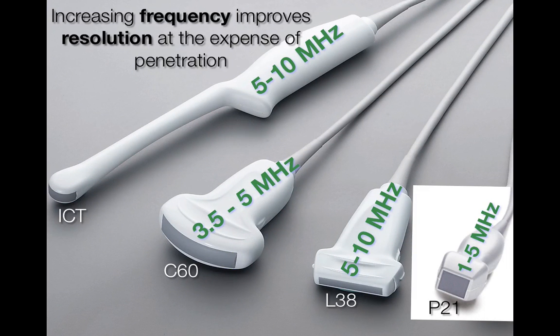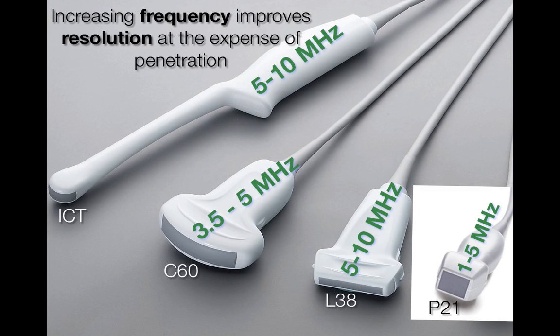There are different probes with different frequencies. Typically, we have a P21 and an L38 or L25 probe. The higher the frequency of a probe, the better the resolution. However, the higher the frequency, the less penetration. So, it's a trade-off between resolution and depth. If you need to see structures that are deeper than 6 centimeters, you need to choose a lower frequency probe, but you will trade off detail for that choice.